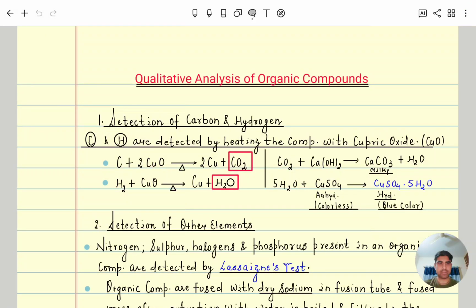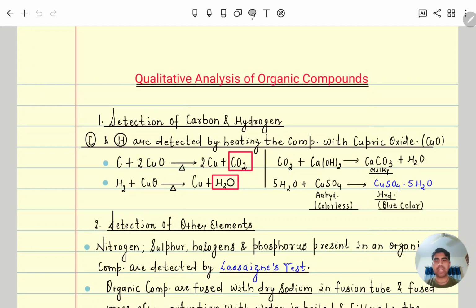Hello everyone. So now after purification, now we will do qualitative analysis of organic compounds, means detection of organic compounds. First, we are doing detection of carbon and hydrogen.